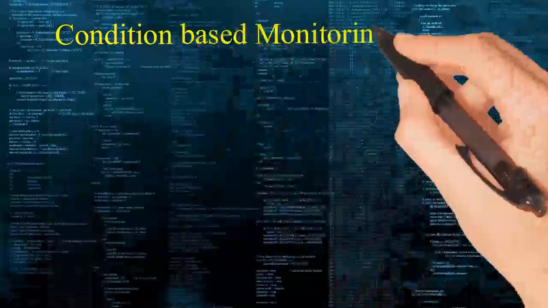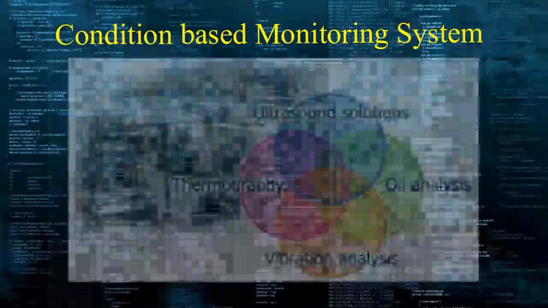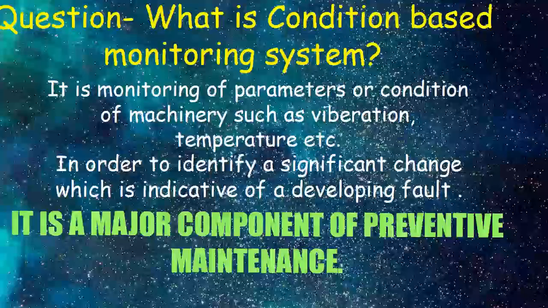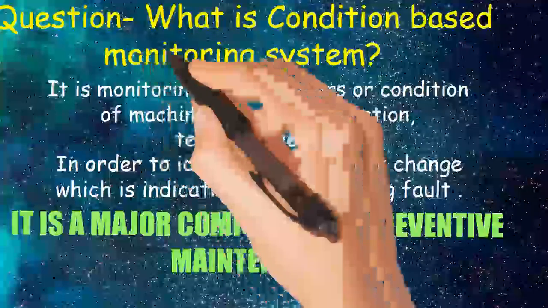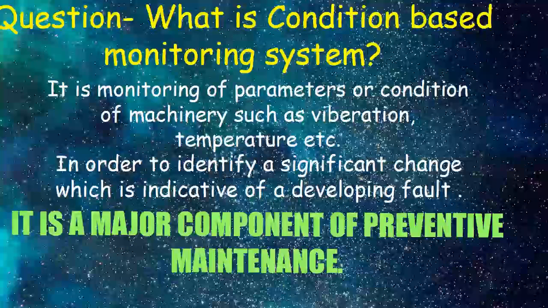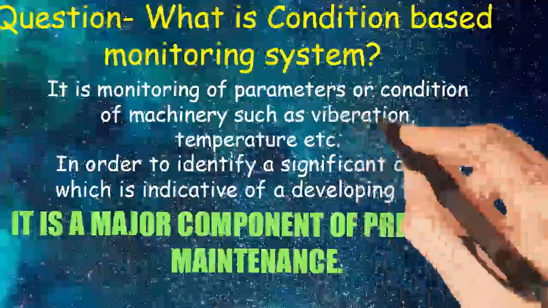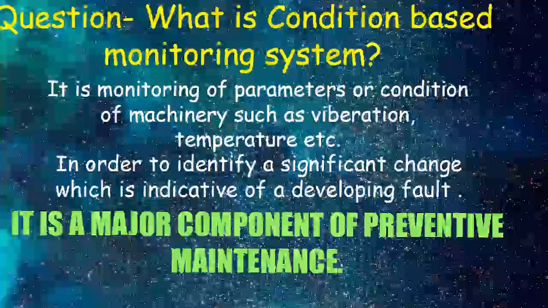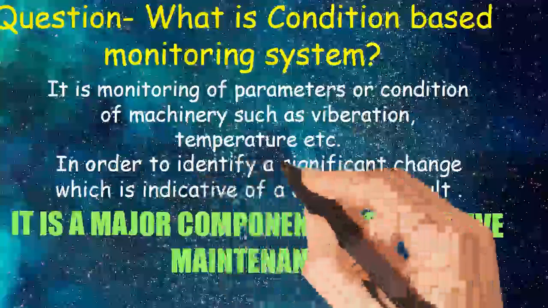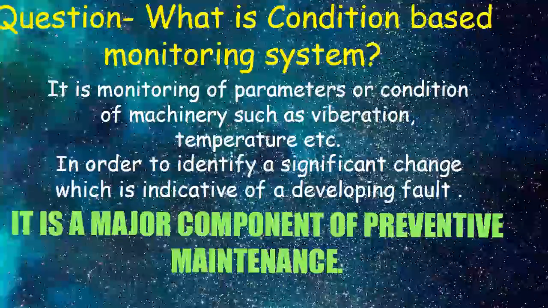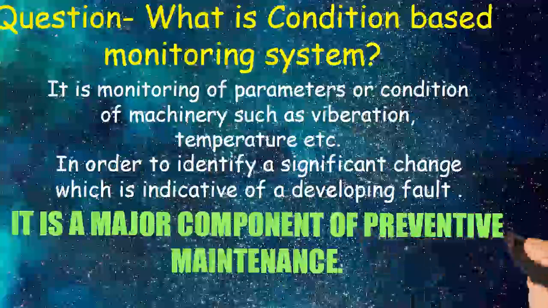Condition-based monitoring system. This question comes in oral exams very frequently. Question: what is condition-based monitoring system? It is monitoring of parameters or condition of machinery such as vibration, temperature, etc., in order to identify a significant change which is indicative of a developing fault. It is a major component of preventive maintenance.